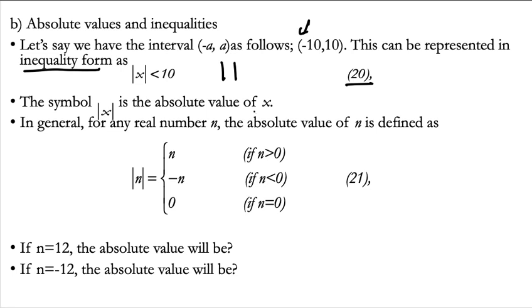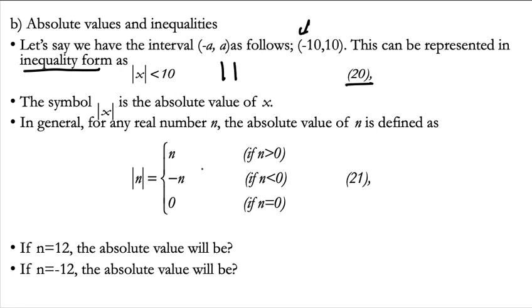So, to put it in a generic form here, for any real number, call it n, the absolute value of n is defined as 21. So, here the absolute value of n is n when n is positive, as long as n is greater than 0. The absolute value of n is minus n if n itself is negative, isn't it? But if it is 0, then the absolute value of n is this one also.